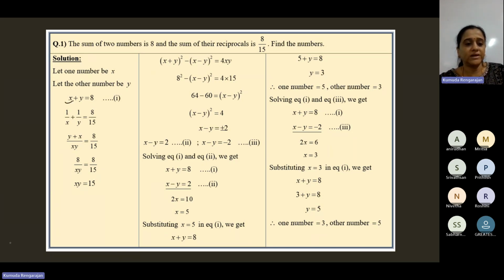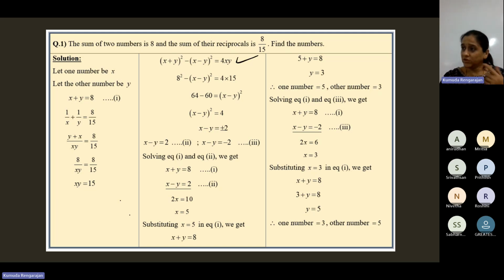Now x plus y is 8, no? So I've substituted x plus y as 8. And then 8 and 8 get cancelled. So when you cross multiply, xy is equal to 15. Now you can solve it by the substitution method also. I'll tell you why I've used this identity.